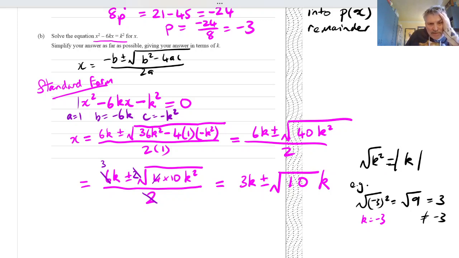It doesn't matter here because we've got a plus or minus already in front, so not being careful about the sign of the square root of k squared isn't going to cause a problem because we're using both square roots at any rate, both the positive and the negative square roots.